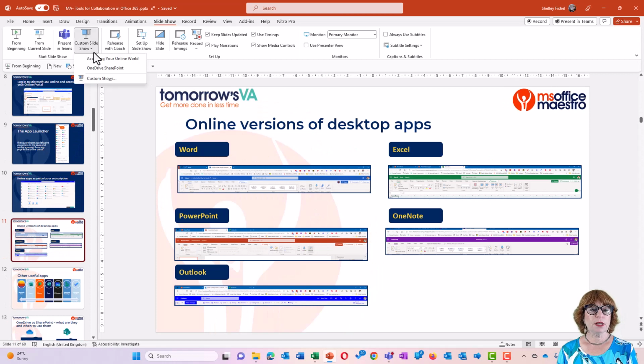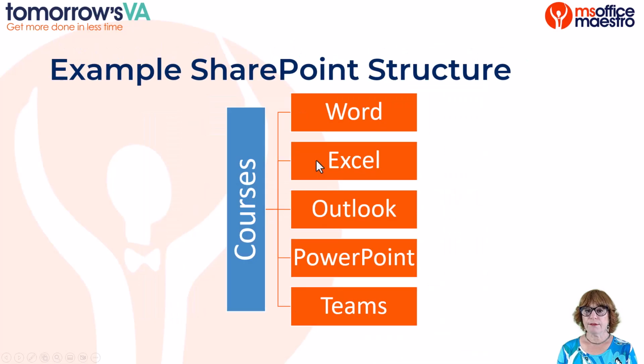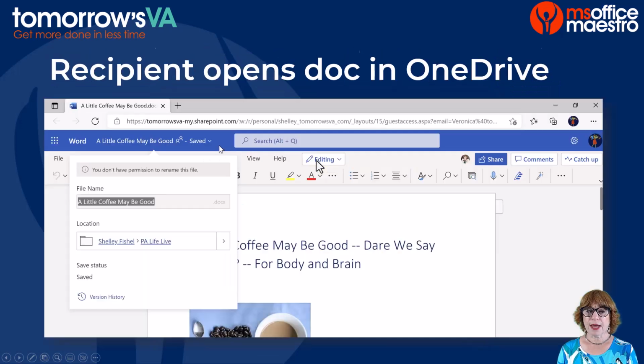If I then go and work with a different group of people, maybe they want to see the OneDrive versus SharePoint slides, I have those available to me as well. So what do you think about that option?